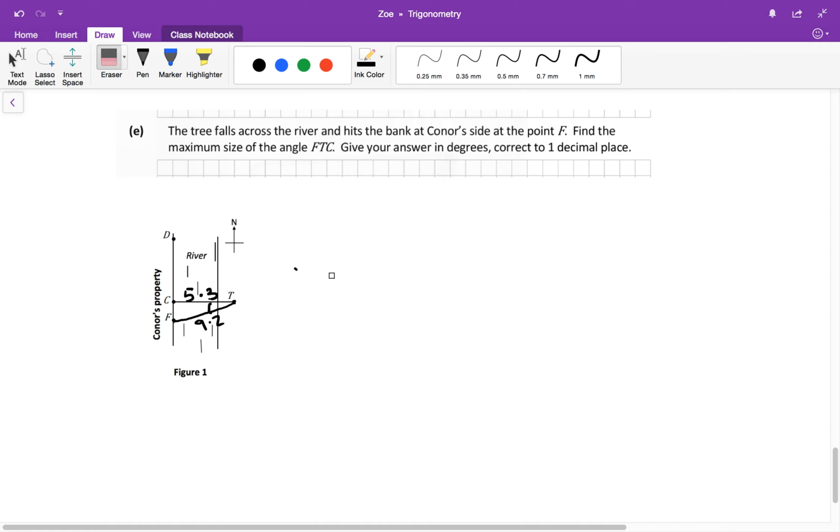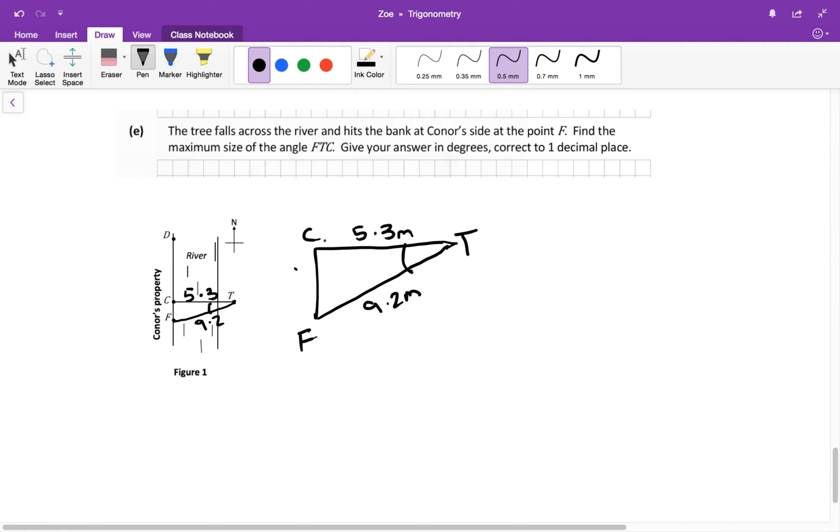So this is what we're looking at. If I just draw it a little bit bigger, just so I can put in some labels. So this is T, this is C, this is F, this is the angle we're looking for, FTC. This is 5.3, and for this angle to be at an absolute maximum before the tree falls into the river, this is 9.2 meters. That's a right angle because it's straight across the river.